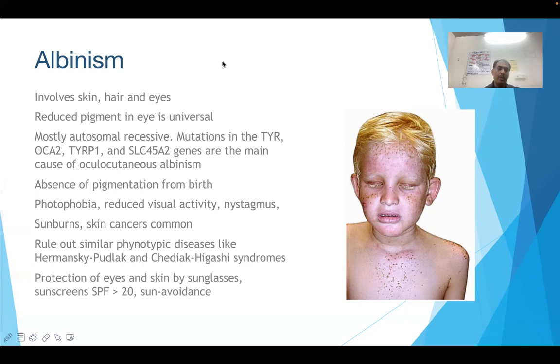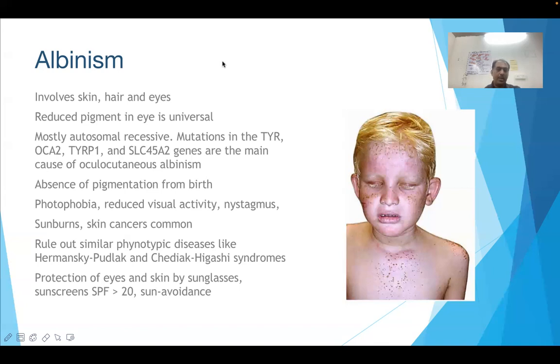Mostly it is autosomal recessive mode of inheritance. The mutations in tyrosinase genes, OCA2, the tryptophan 1, and the SLC45A2 genes are the main causes of oculocutaneous albinism. The absence of pigmentation from the birth leads to photophobia, reduced visual acuity, nystagmus, sunburns, and in later life, skin cancers.